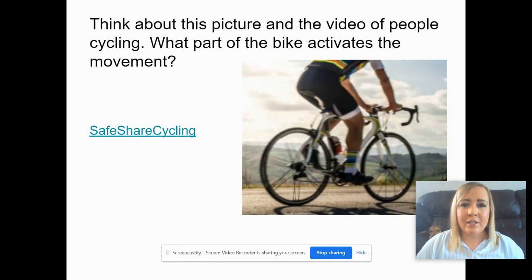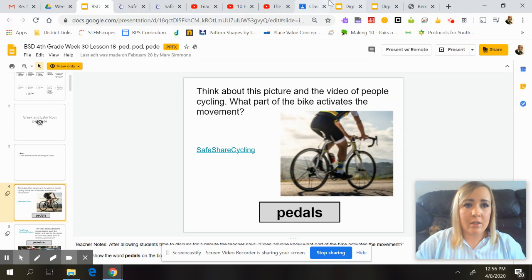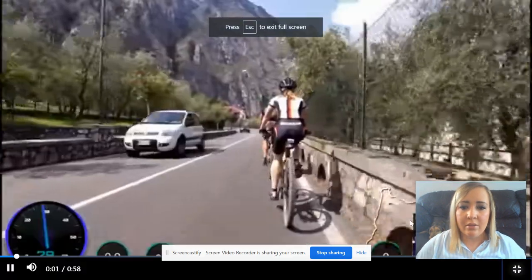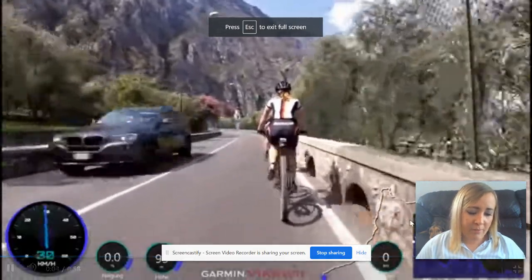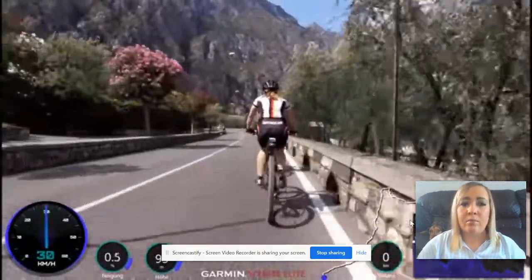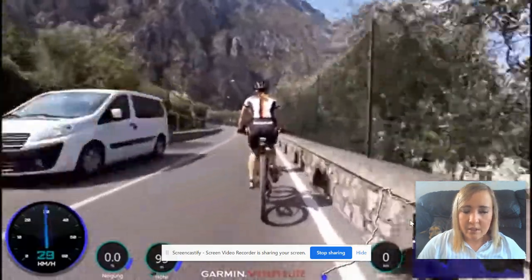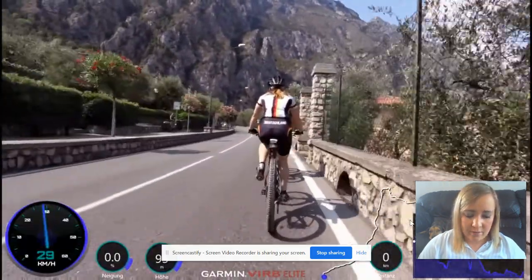Think about this picture, the video of people cycling. What part of the bike activates the movement? We'll have this video. What part of the bike helps these people move? What part of the bike do you have to push to move?